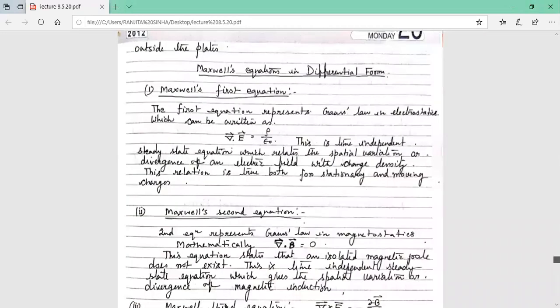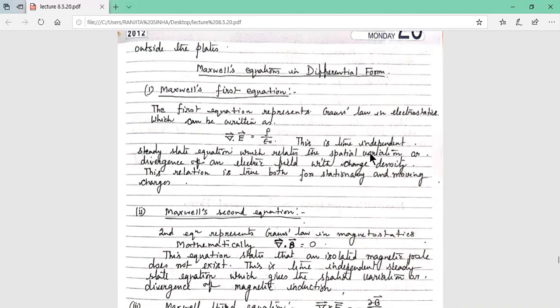Now it is very easy for you all. Maxwell equations in differential form. Maxwell's first equation represents Gauss law in electrostatics, which can be written as divergence of E equals rho by epsilon 0. We have proved this earlier; we described these things because these are the laws that we have already proved.